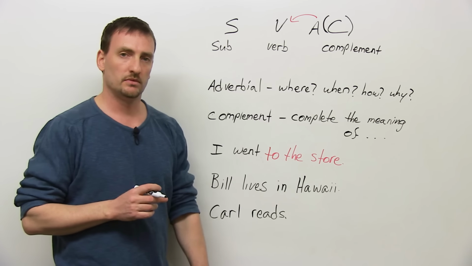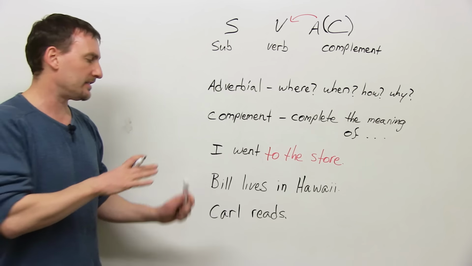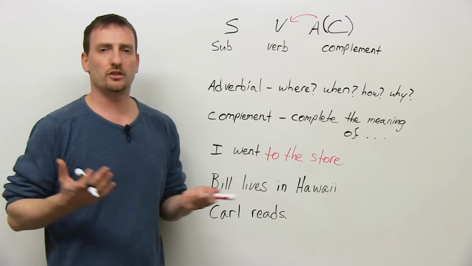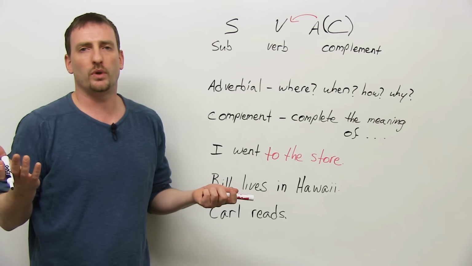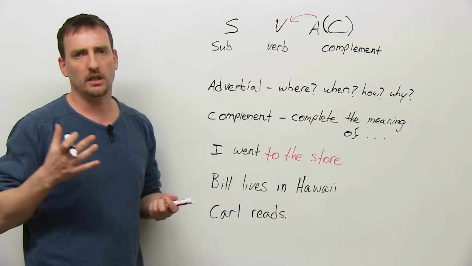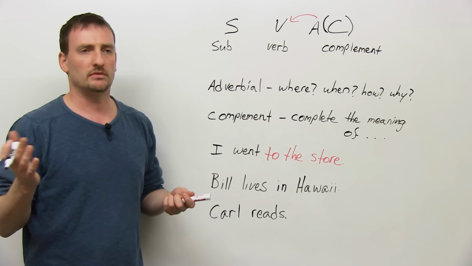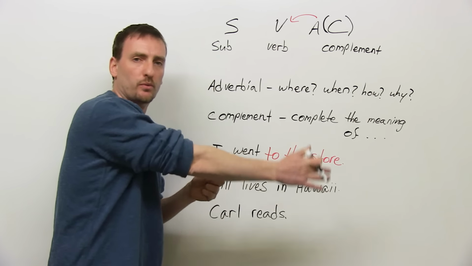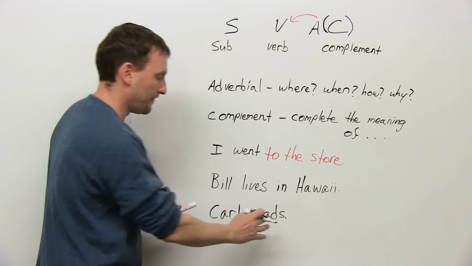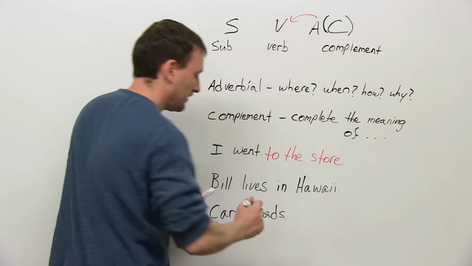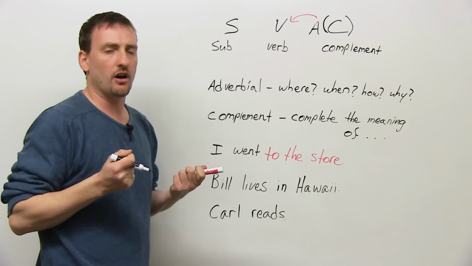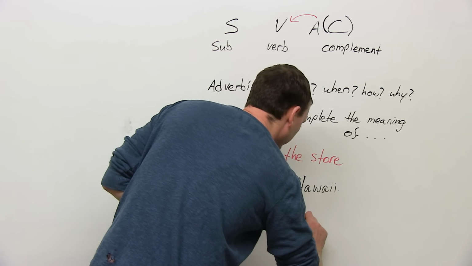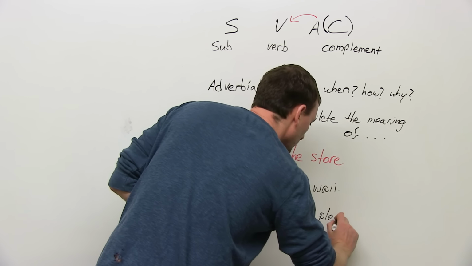Now, I want you to also look at this sentence. Carl reads. Now, could this clause, I should say, subject verb, could this be a complete sentence? Sure. What does Carl do? What does Carl do in his spare time? He reads. Now, what he reads, maybe not important. I want the action more than the thing he reads. However, I see Carl, he's reading all the time. And I think, what, is he in school? No. Carl reads for pleasure.